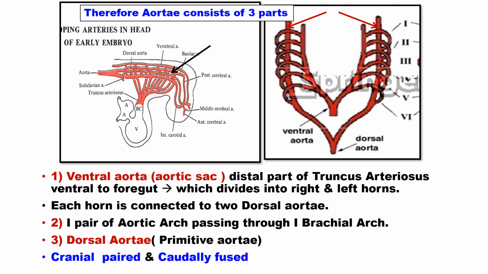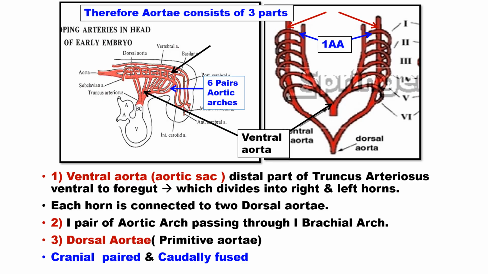Therefore, the aorta consists of three parts: the ventral aorta, the distal part of the truncus arteriosus, ventral to the foregut, which divides into right and left horns, and each horn is connected to the dorsal aorta initially by the first pair of aortic arch arteries, followed by six pairs of aortic arch arteries. The dorsal aorta, the primitive aorta, is paired cranially, and caudally it is fused to form a single aorta.